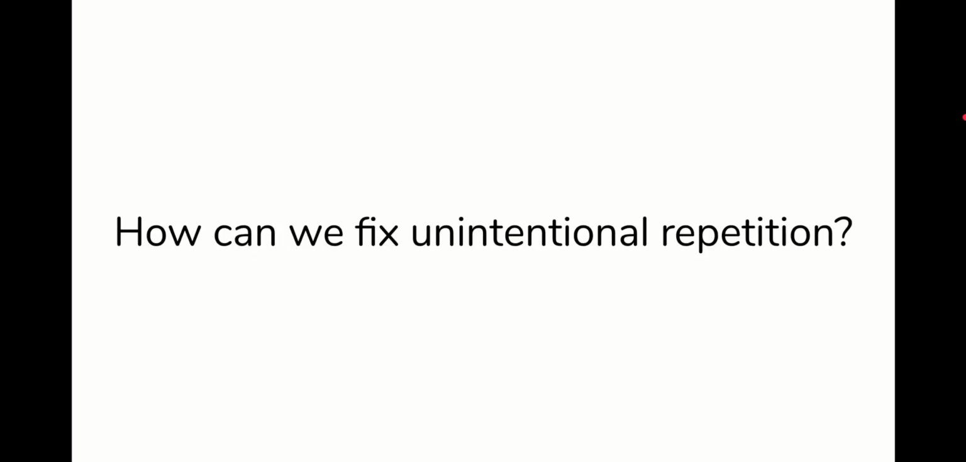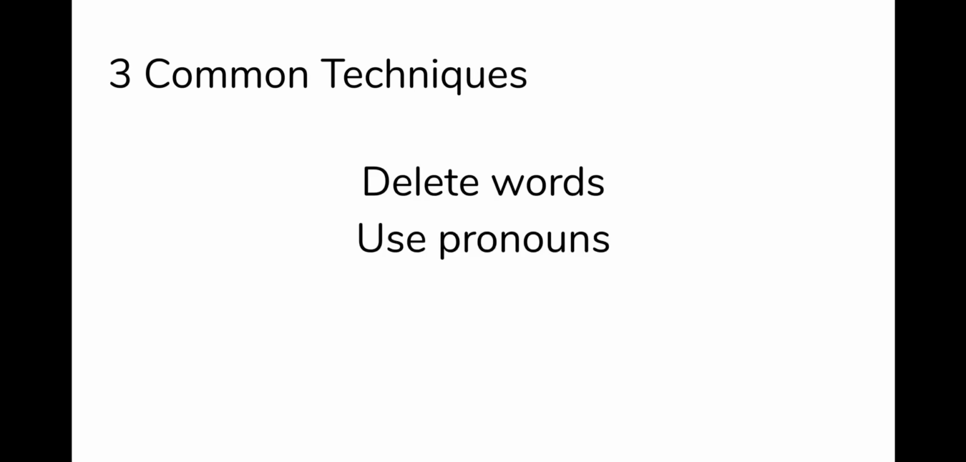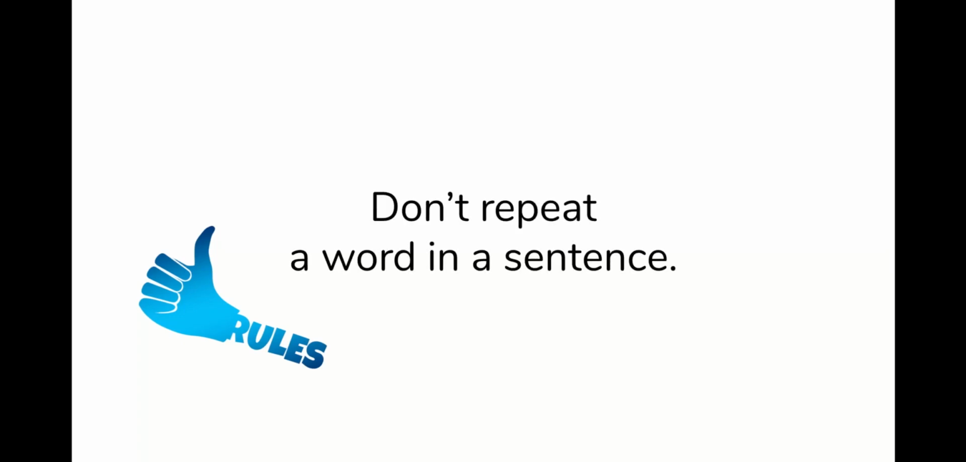So how can we fix unintentional repetition? Well, we're going to learn 3 common techniques to fix the unintentional repetition in your writing. First, we're going to learn how to delete words. Second, use pronouns. And third, replace words with synonyms. We're going to focus on fixing sentences first. And our rule of thumb is don't repeat a word in a sentence.